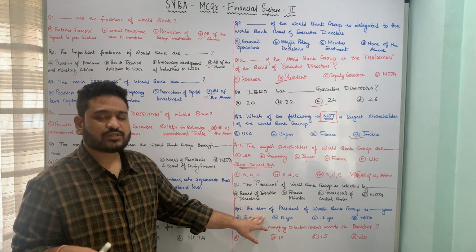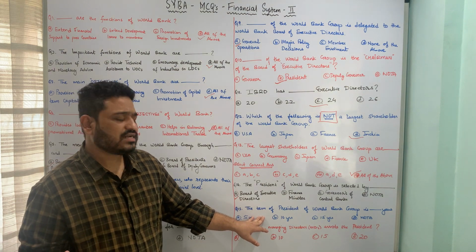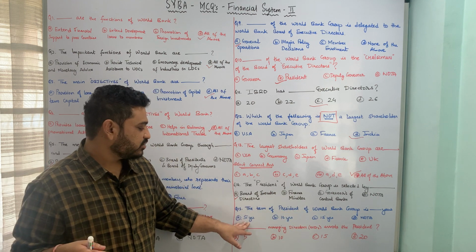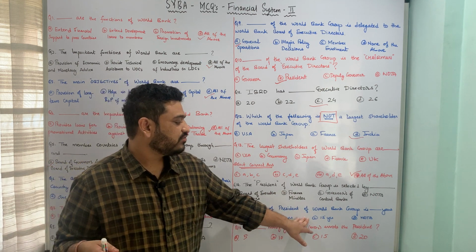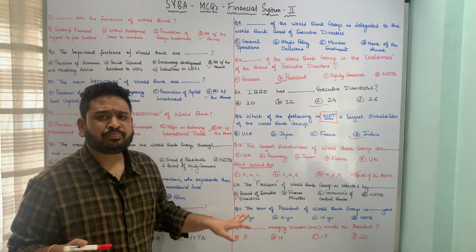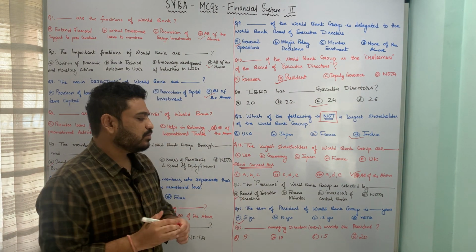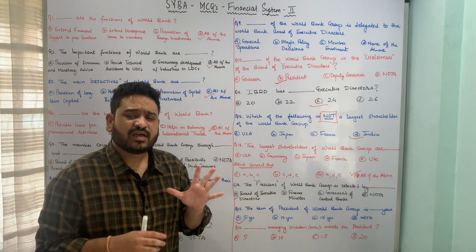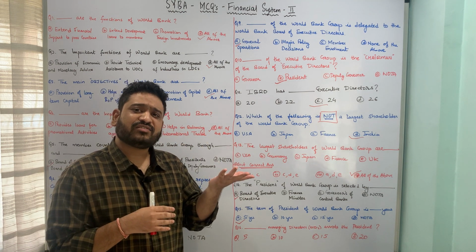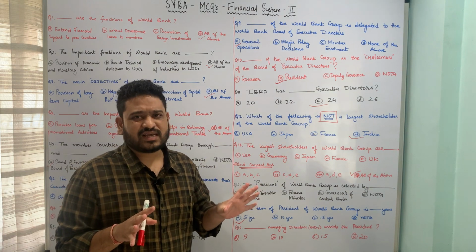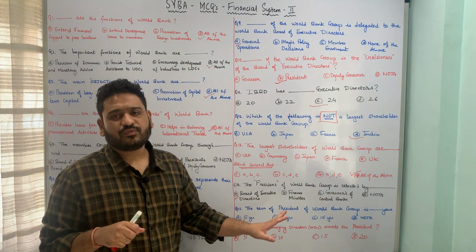Let us now move to the next one. Obviously, what is the term of the president? The question is, the term of the president of World Bank Group is dash years. Option A is 5 years, B 10 years, C 15 years, and D none of the above. So here the term is 5 years. Option A is the correct answer. The term of the president of the World Bank is 5 years. He can be given an extension of another 5 years, and there's no age of retirement as such for the president of World Bank Group.